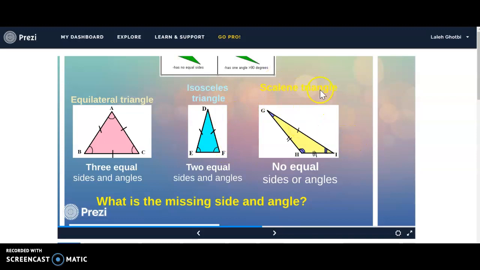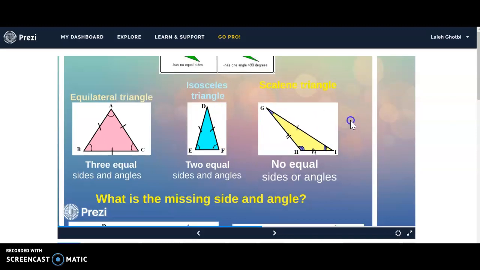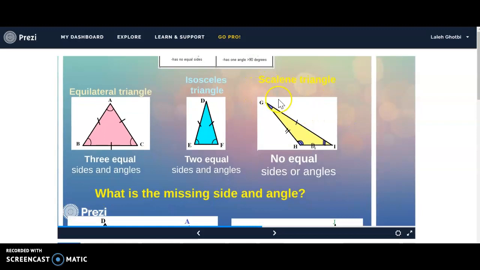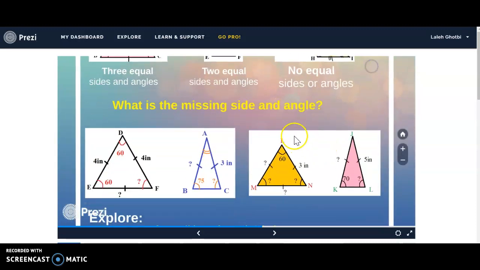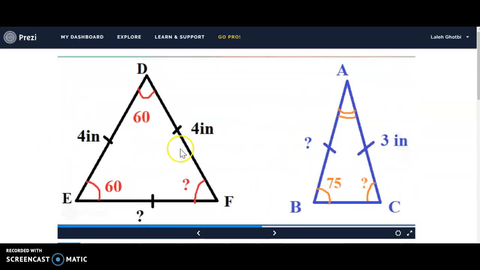For scalene triangles, you're going to solve more problems tomorrow because you're going to learn about perimeter and side lengths. Then you can work with this type of triangle more tomorrow. Let's go over the first example.